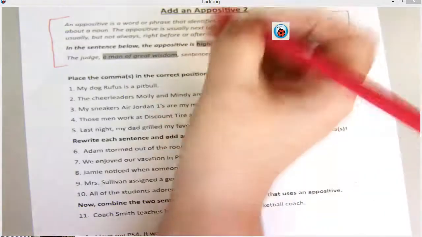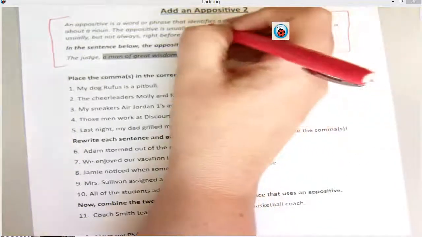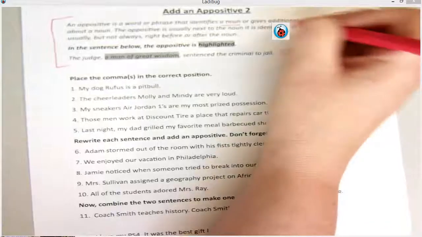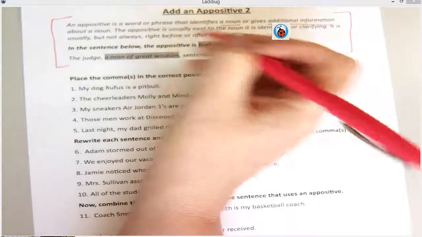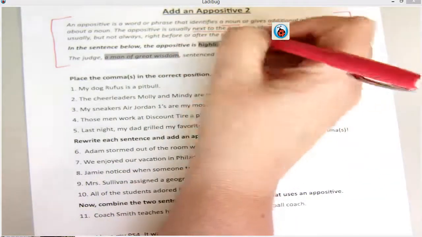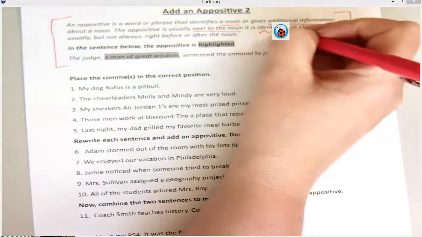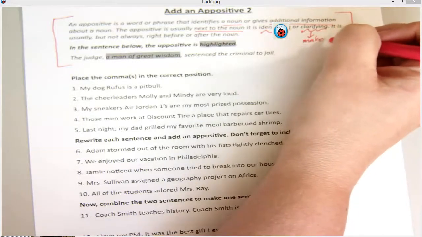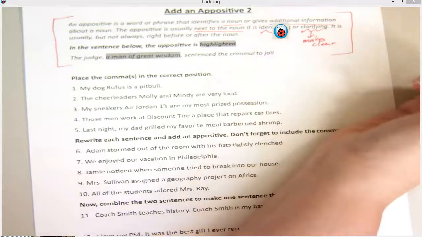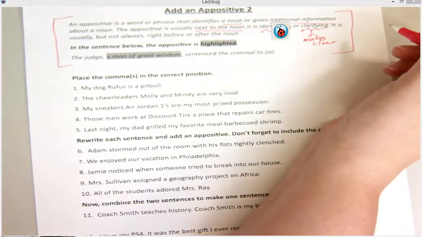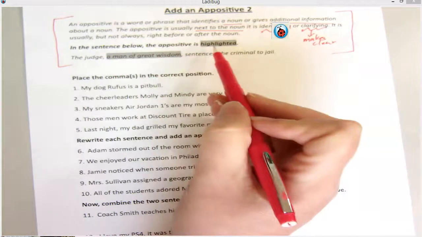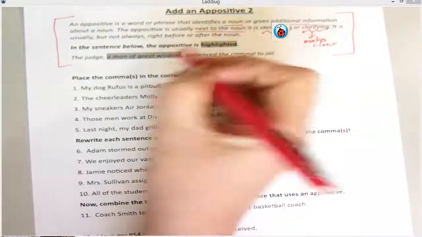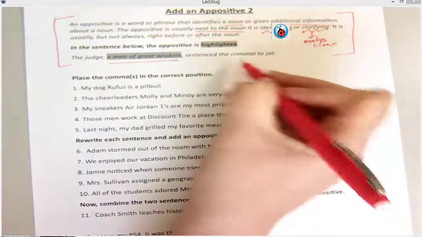So an appositive is a word or a phrase that identifies a noun and gives additional information about a noun. The appositive is usually next to the noun, and it's identifying or clarifying. Clarifying means it makes clear. It is usually, but not always, right before or after the noun. So in this sentence below, the appositive is highlighted. The judge, a man of great wisdom, sentenced the criminal to jail.